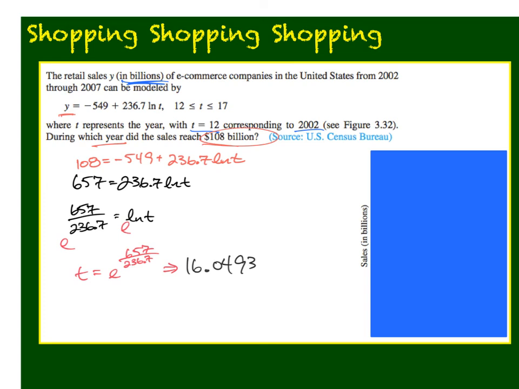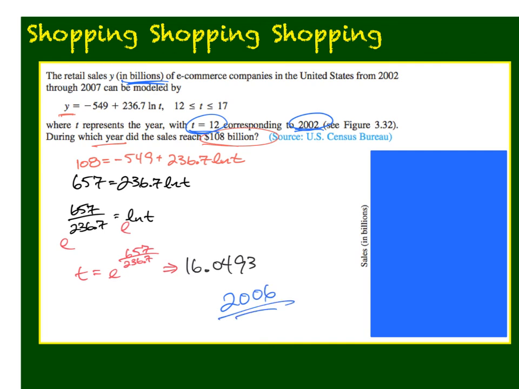Did that answer the question? That gave us T, but did that answer the question? No. So what year did it happen? T equals 12 corresponds with 2002. So when did this happen? Not 2018. 2006. It happened in the year of 2006.